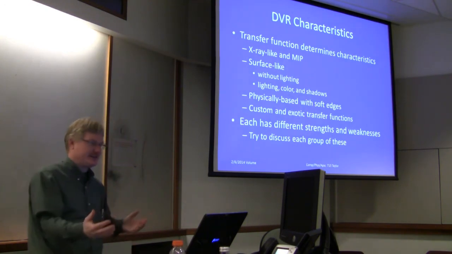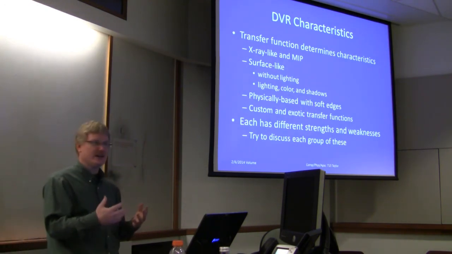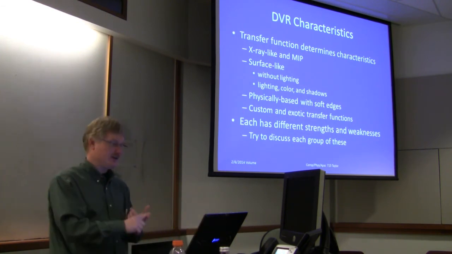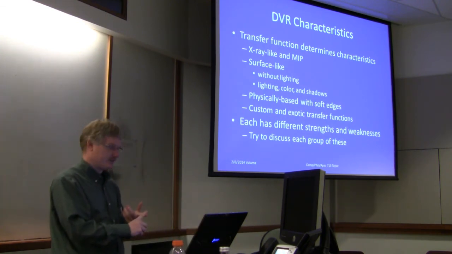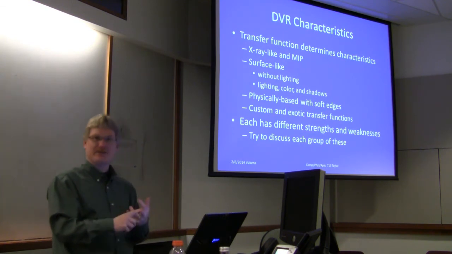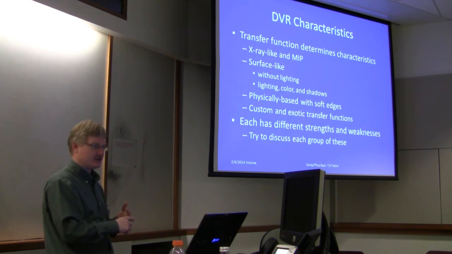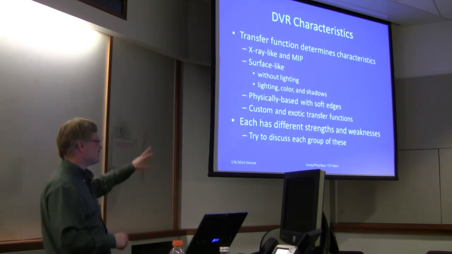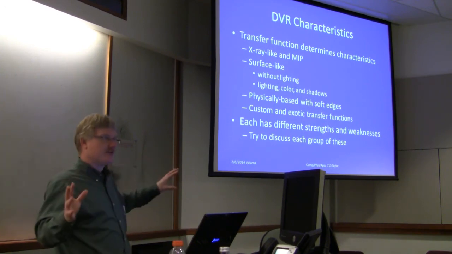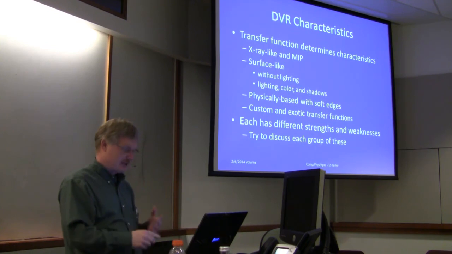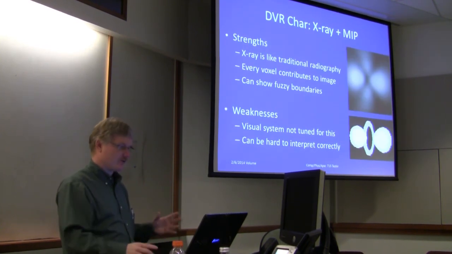All right. So the characteristics of direct volume rendering, there's different classes of them, right? It's not like you can say direct volume rendering is like this. Well, the X-ray ones have one set of characteristics. The surface-like ones look just like extracted surfaces. They may be faster to extract than surface rendering. Then there are physically based ones with soft edges, and custom exotic ones. There's a lot of things out there. You can try different things and see what's going to work best. You can get some ideas, but there's no overall rule.